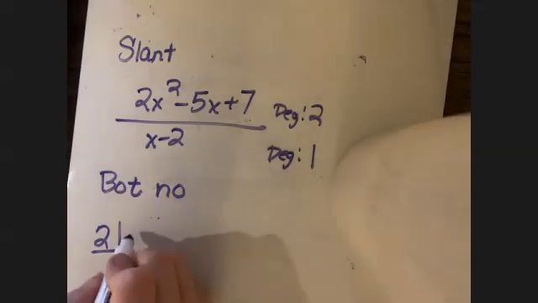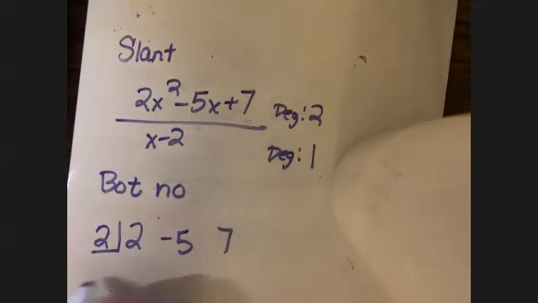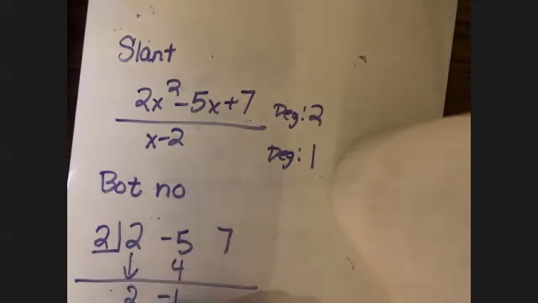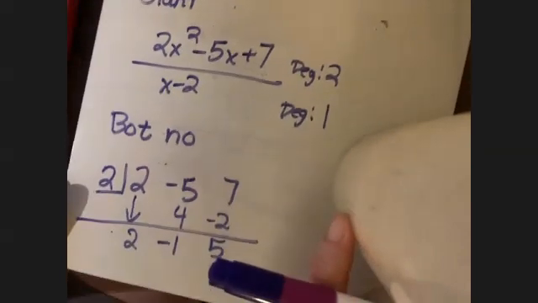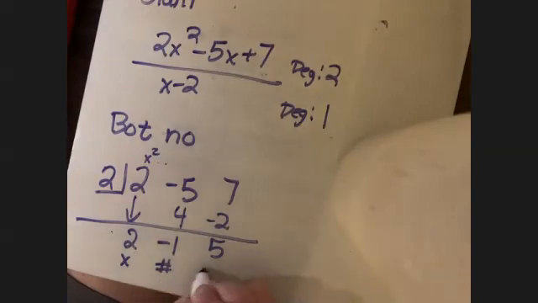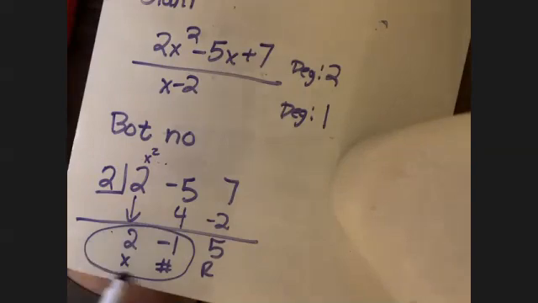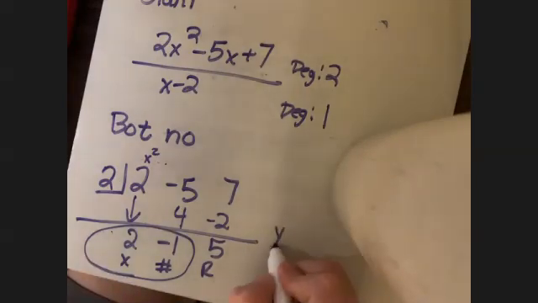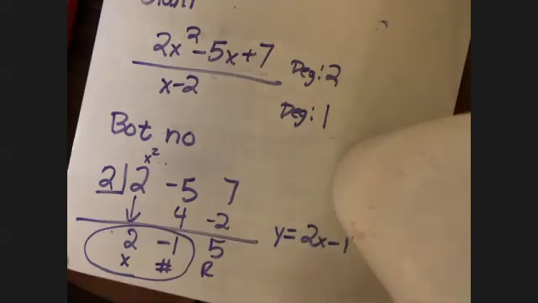Again, opposite into the box because we have the x minus here. I've got 2, negative 5, and 7. Skip and drop: 2, 4, negative 1. 3, negative 2, and 5. Now, keep in mind, that was x squared, so this is x, number, and remainder. The only part of this that we need for our slant asymptote is this part. So we would have the line y equals 2x minus 1.